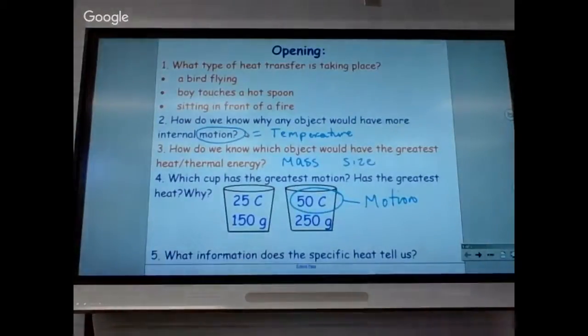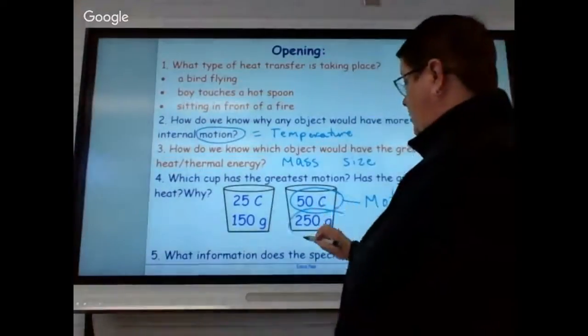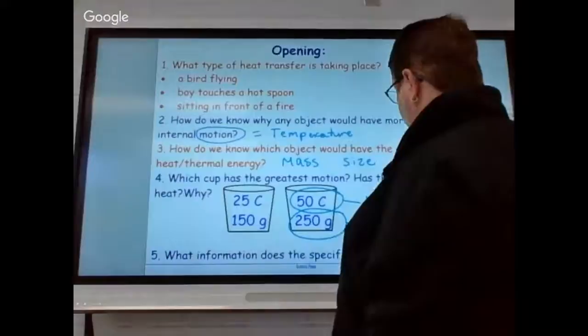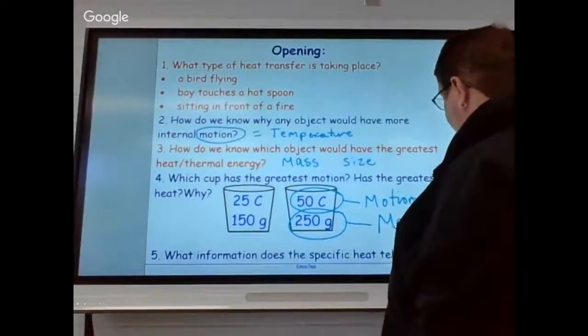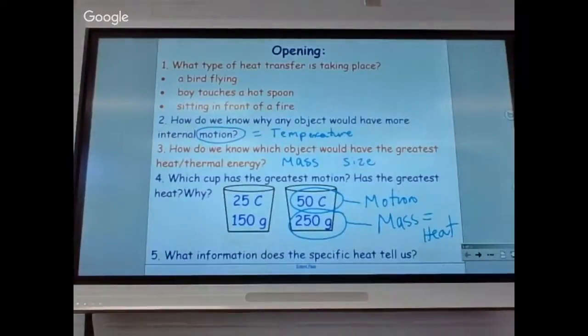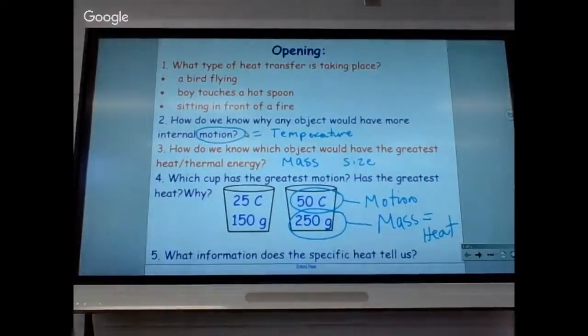Which one has the greatest heat? Cup A. Why does it have the greatest heat? Weight. So it has the greatest heat. Okay, the greatest size has the greatest heat.